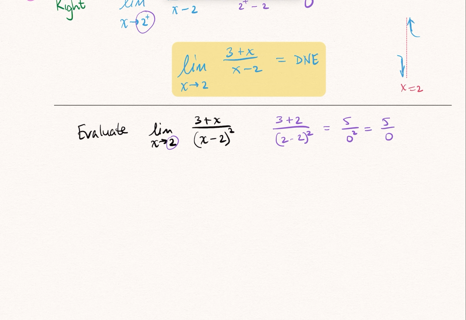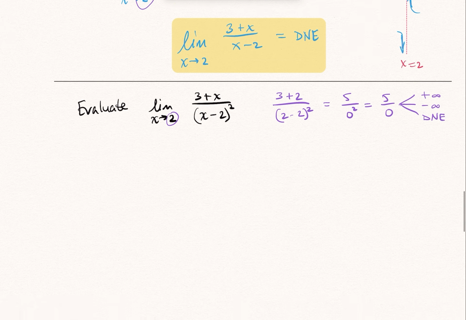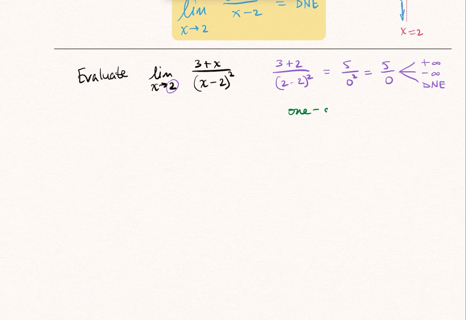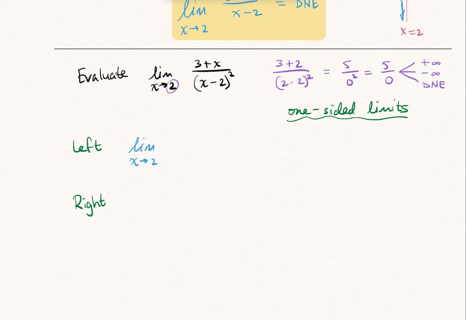We see this number divided by 0 where the numerator is not 0. So there's one of three cases. It's plus infinity, minus infinity, or DNE. When we see this number divided by 0, our technique is one-sided limits. So we need a left and a right. The left side is the minus. And the right side is the plus.